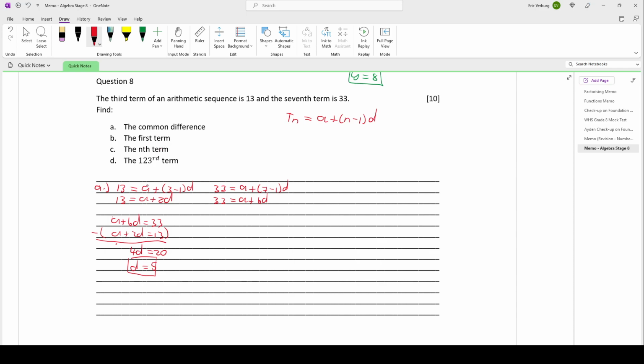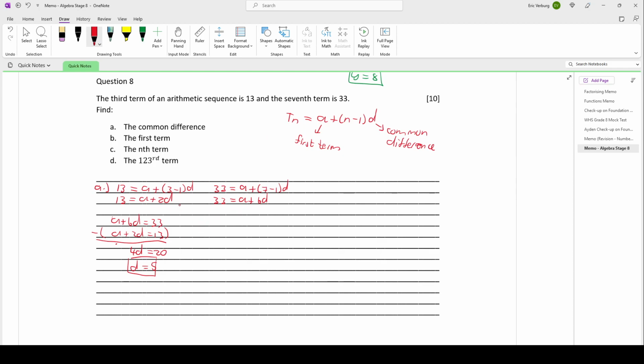Now the first term is A, right? So this is the first term. Let me just write that in for those of you who might have forgotten. And D, that's our common difference, the thing we keep on adding each time. Okay, so the first term, that's question B. That's A that we need to find, the value of A in our equation.